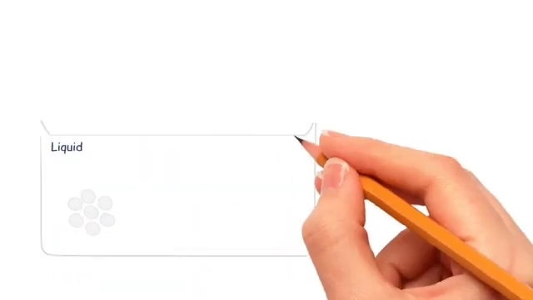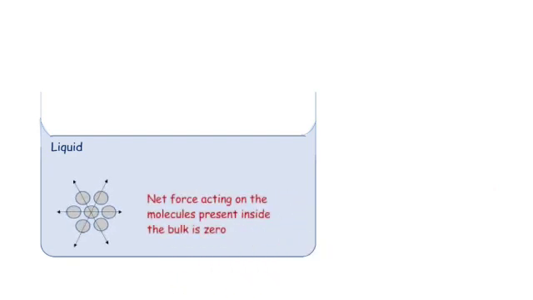This is a container which contains liquid molecules. You can see here the particles in the bulk of the liquid are uniformly attracted in all directions, and the net force acting on the molecules present inside the bulk is zero. That is, there is no net force on molecules which are present in the bulk.